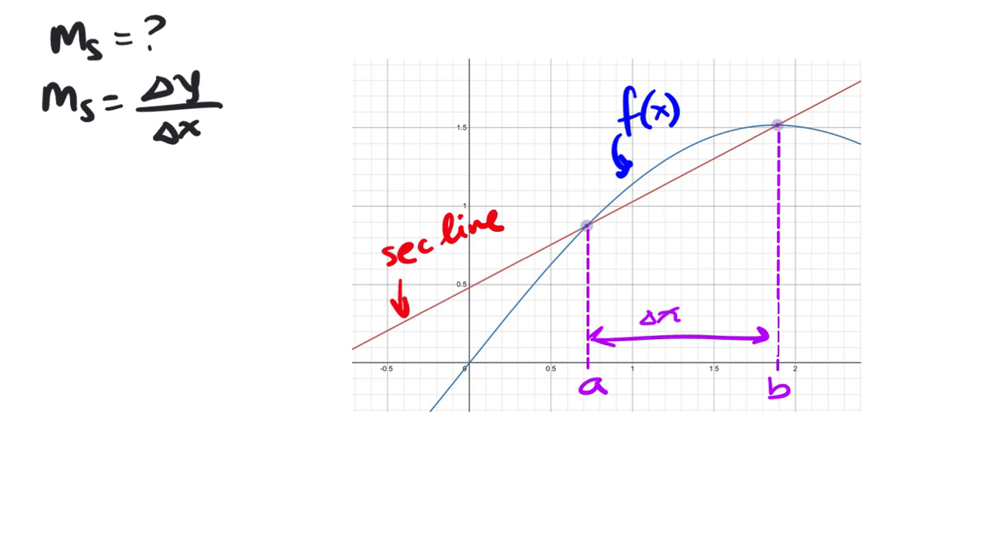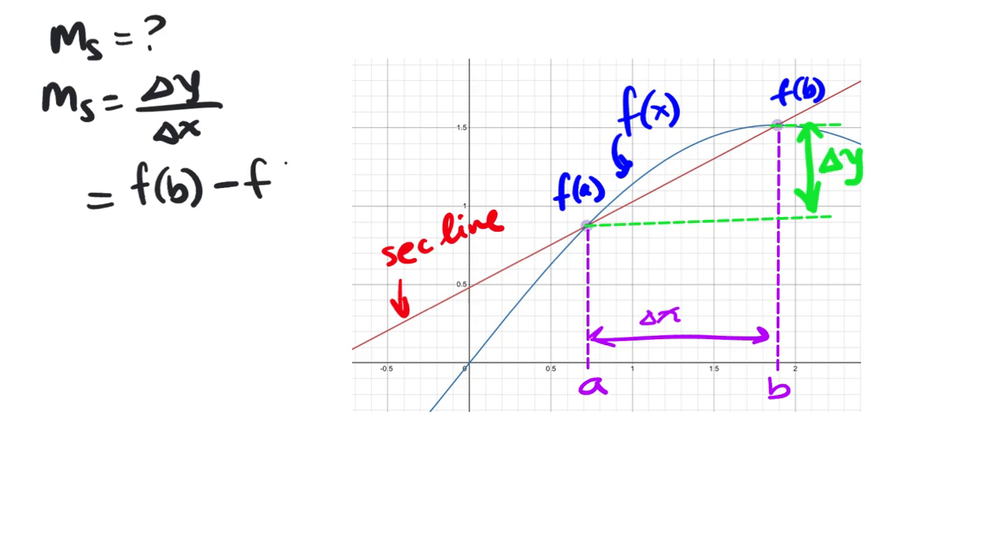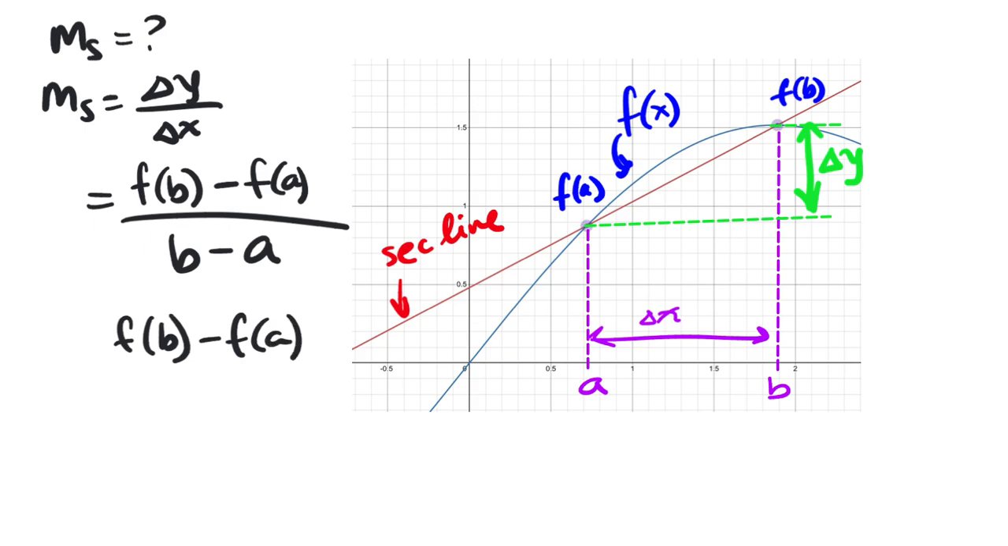Well, at this point here, this is f of a, this is f of b. Now we could see that this interval here is your change in y. So now the slope just becomes f of b minus f of a divided by b minus a. Or in other words, we could write f of b minus f of a all over delta x. And that's the slope of the secant line.